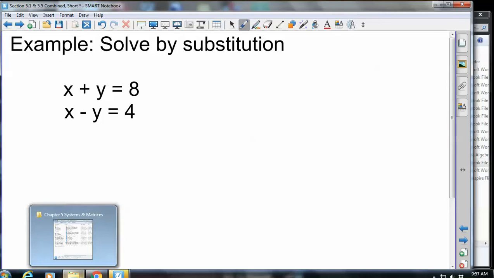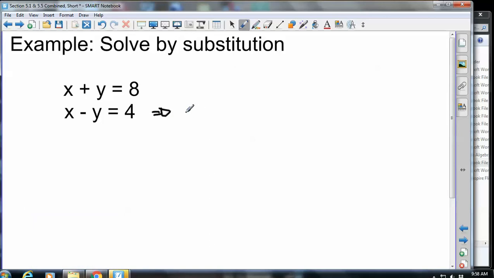So I want you to solve this by substitution. What do you remember about substitution? Right, you take one of the equations, you solve for one of the variables, and you plug it into the second equation. Does it matter which one we use? No. So what do you want to solve for? The bottom equation, you want to solve for x? Okay. So if I took this equation and solved for x, I would just add my y over. So x equals 4 plus y.